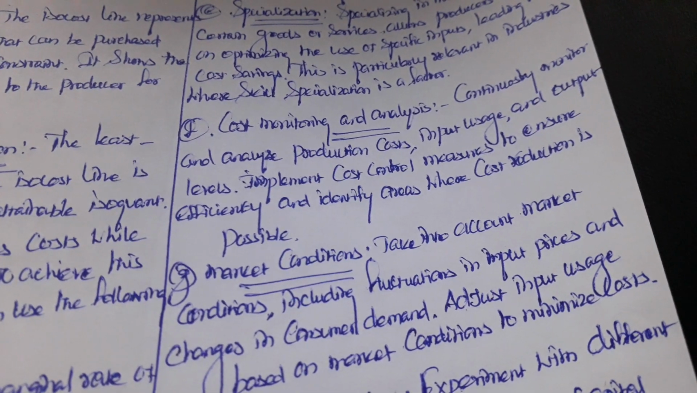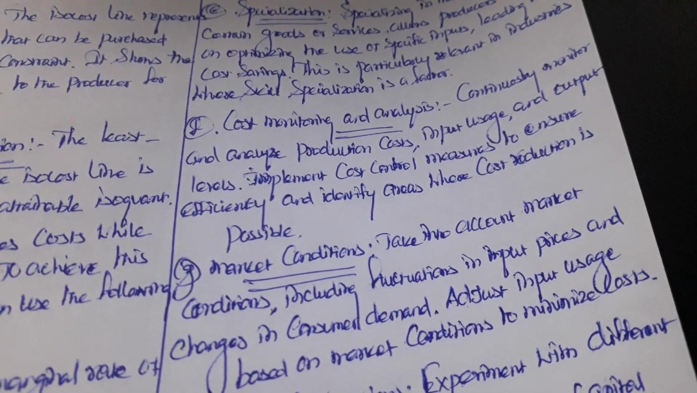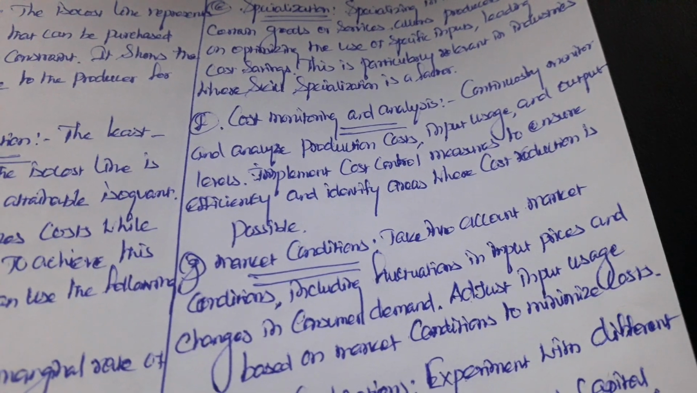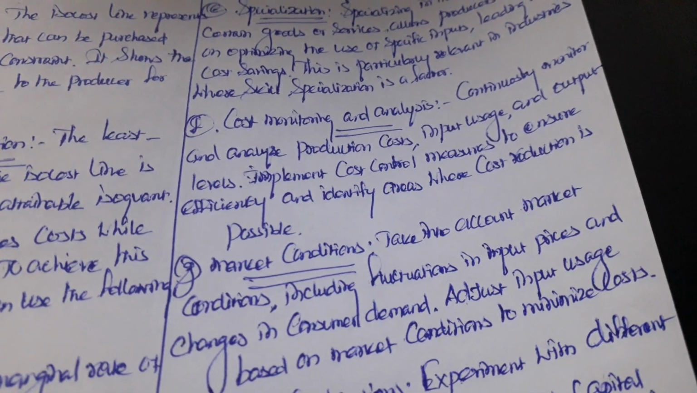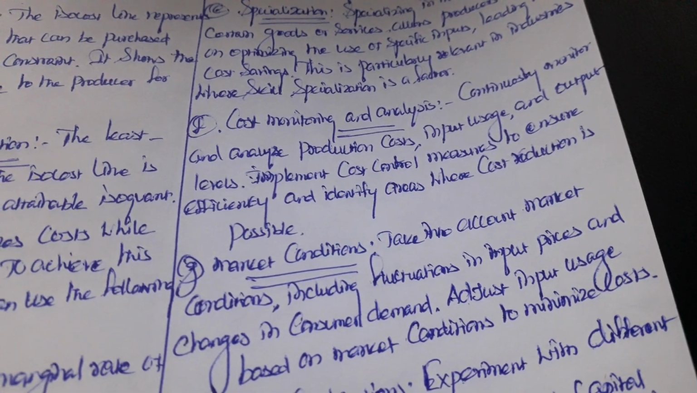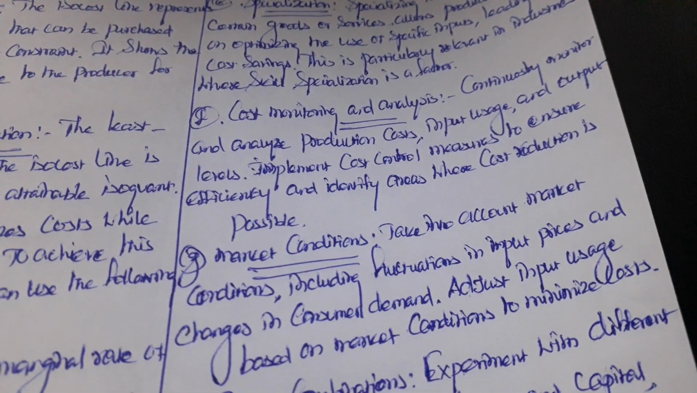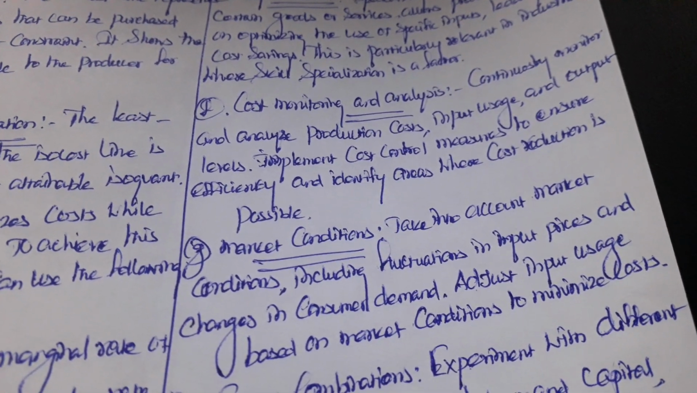Next strategy is cost monitoring and analysis. Continuously monitor and analyze production costs, input usage and output levels. Implement cost control measures to ensure efficiency and identify areas where cost reduction is possible.